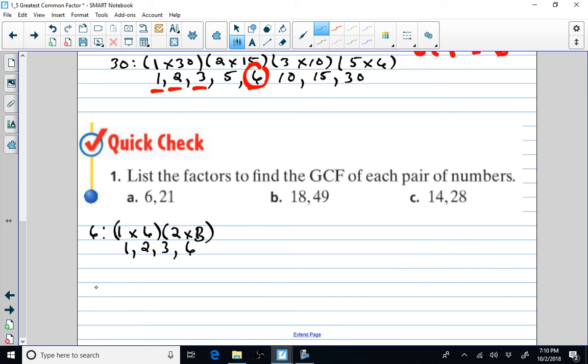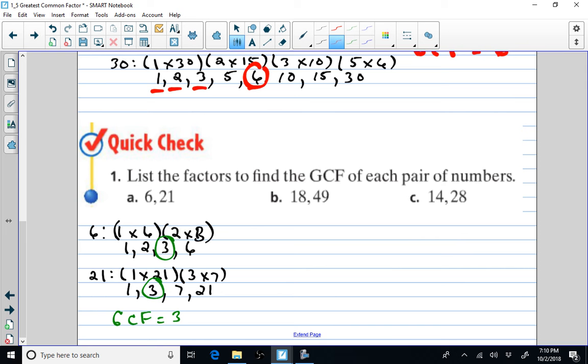My factors of 21. Factor pairs, 1 times 21 is 21. 3 times 7 is 21. Are there any other factors of 21? I don't believe so. So I list them in order from least to greatest. 1, 3, 7, and 21. The greatest common factor, right, would be 3. All right, so your GCF is 3. Right.